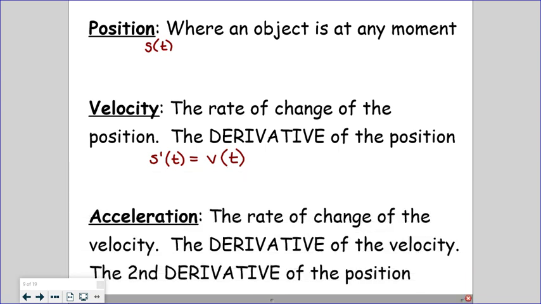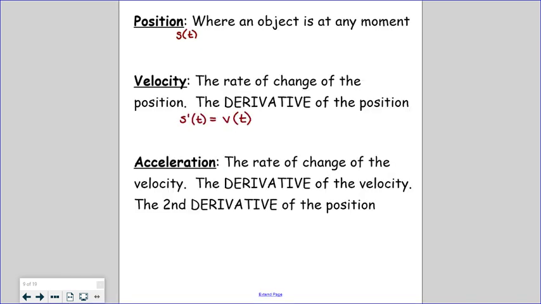Our third one is your acceleration function, and acceleration is the derivative of your velocity, so the second derivative of your position function. Typically noted as a of t. And it is the rate of change of your velocity function. So if we think again about doing the derivative of our velocity function, think back to your formal definition of a derivative. That would be the change of our velocity function over time.